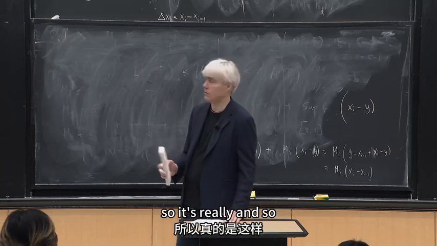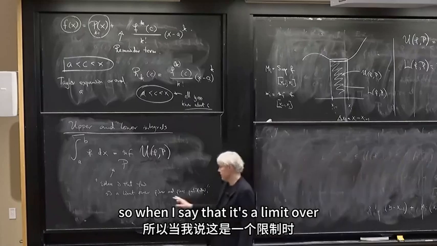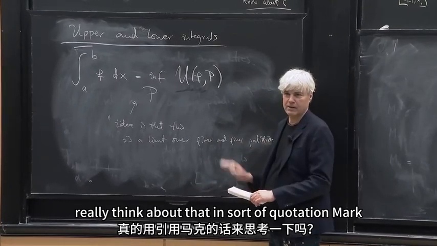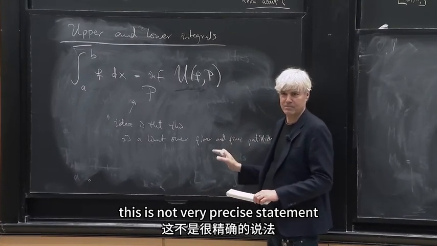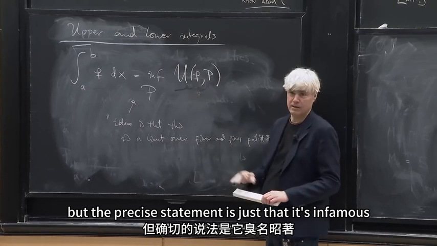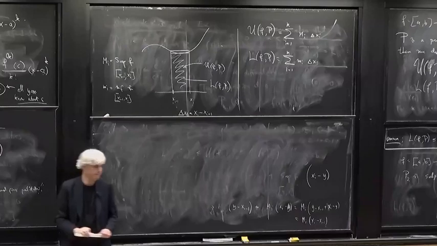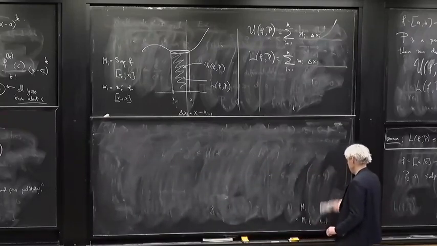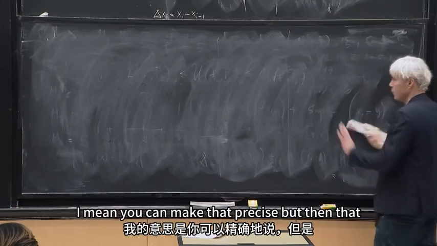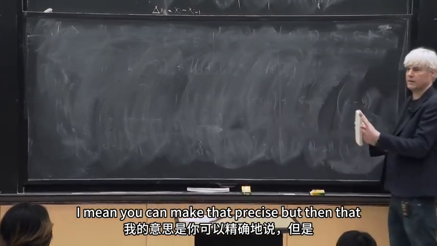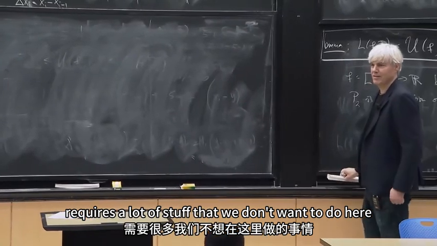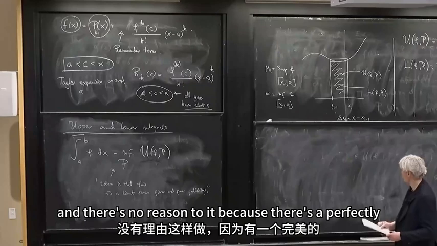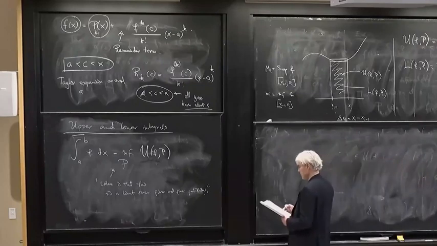So when I say that it's a limit over finer and finer partitions, you should really think about that in quotation marks. This is not a very precise statement. The precise statement is just that it's an infimum over all partitions. You can make the limit precise, but that requires a lot of stuff that we don't want to do here, and there's no reason to, because there's a perfectly reasonable way of defining it.